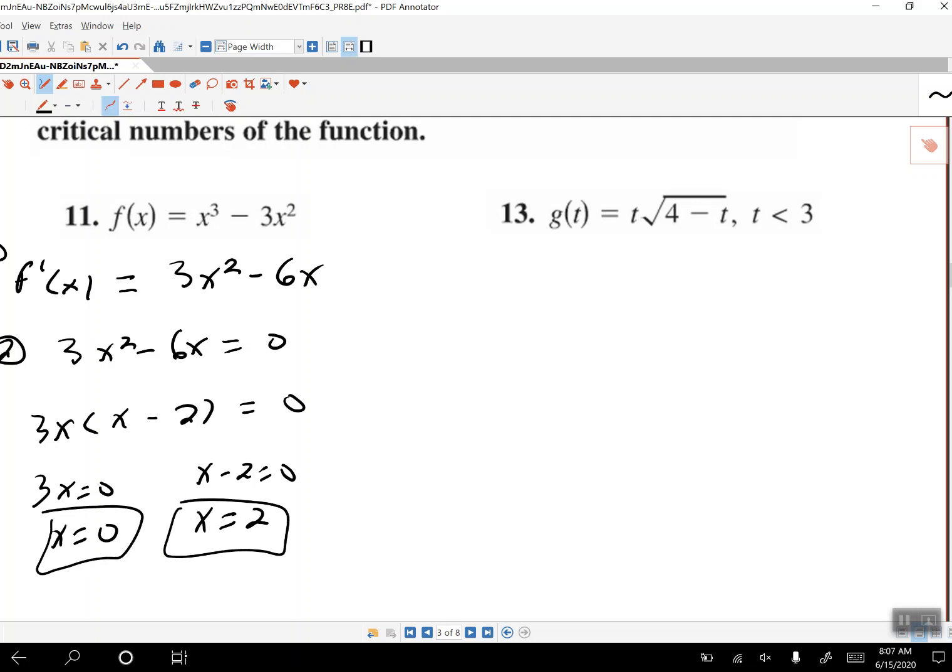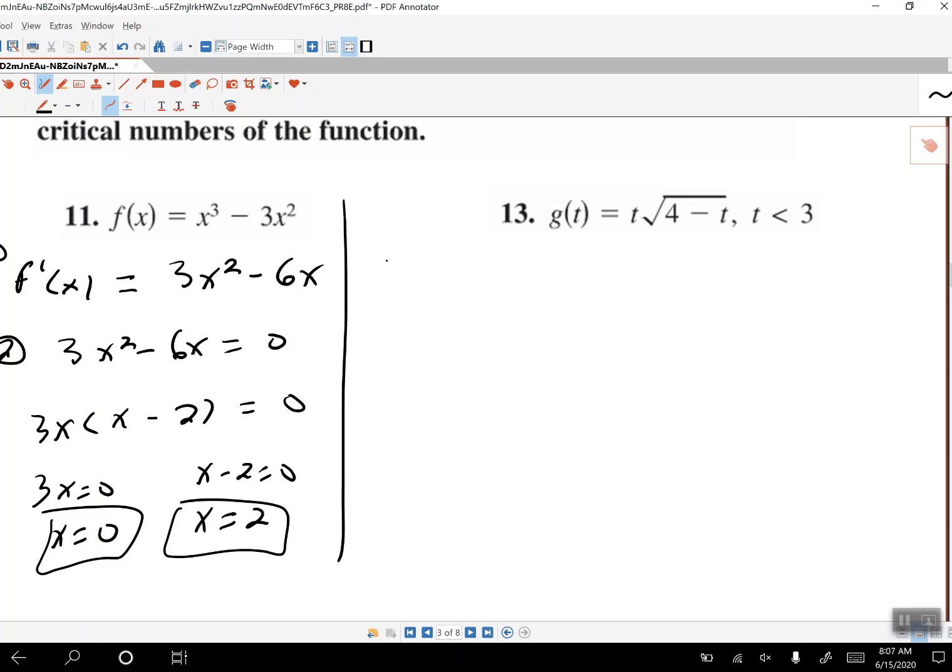Number 13, we have g of t equals t times the square root of 4 minus t, and it says t has to be less than 3, because if t were greater than 3, then we would be taking the square root of a negative number. And t can't be equal to 3, and you'll see that in a minute, because once we find our first derivative, we'll have that radical in our denominator. All right, so let's start over here.